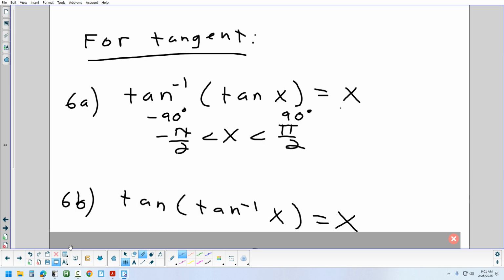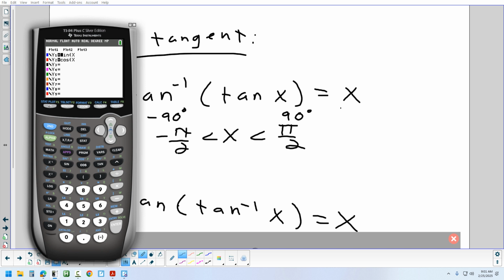Now, when we switch it, put the inverse on the inside, something a little different happens. So to figure out what we have to be between here, for the B version of every formula, I've been graphing it and asking you how high and low it goes. Well, let's do the same thing. Let me graph tangent, put it in black, and I want you to tell me how high and low the tangent goes.